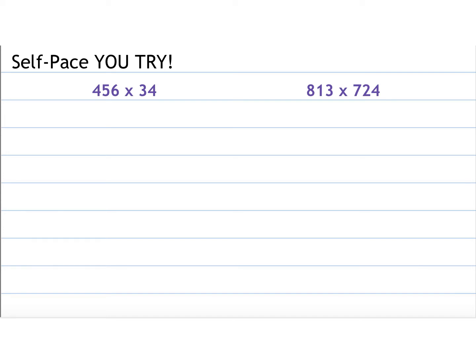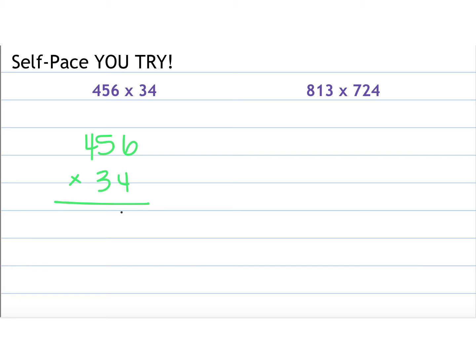So 456 times 34, we're going to first start by stacking those on top of each other, putting the 456 on the top, the 34 on the bottom. Start with the 4 and multiply by each number across the top.